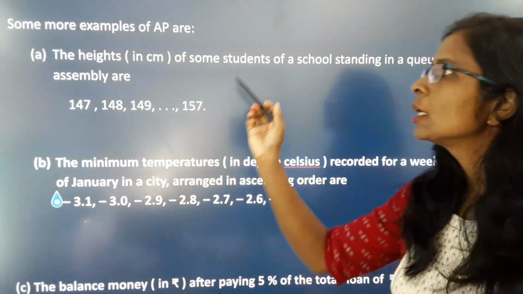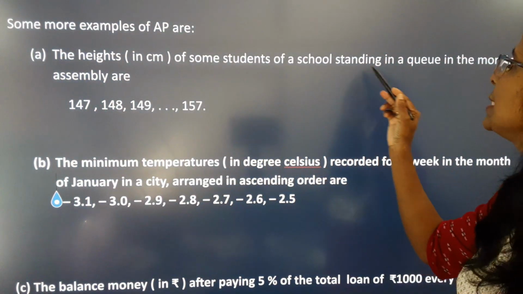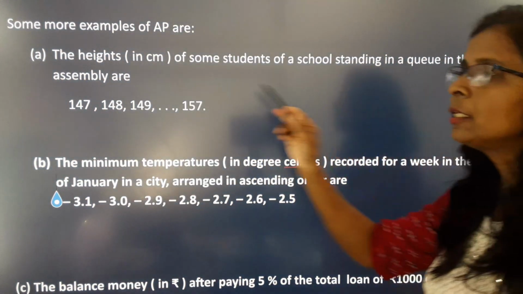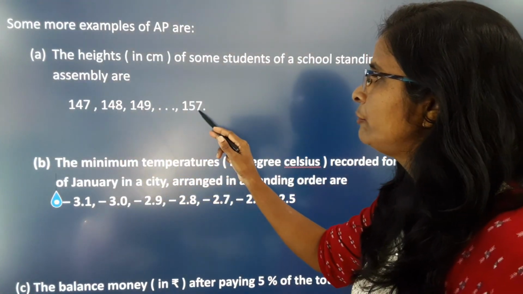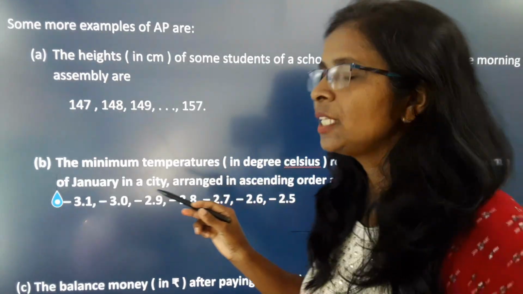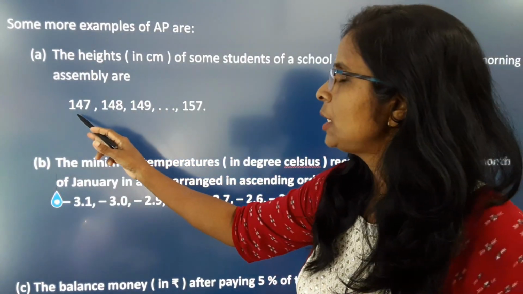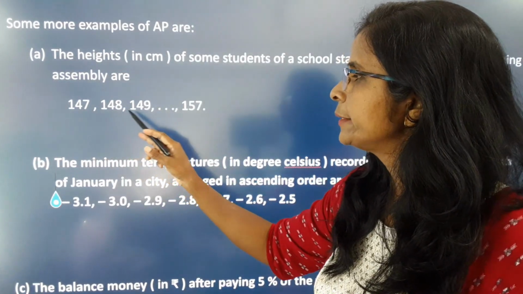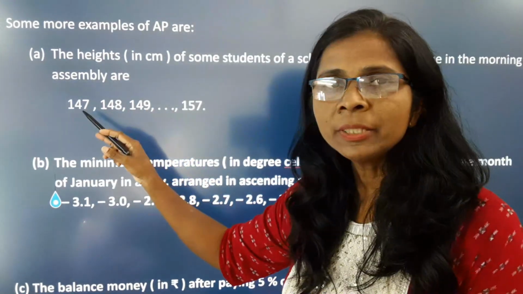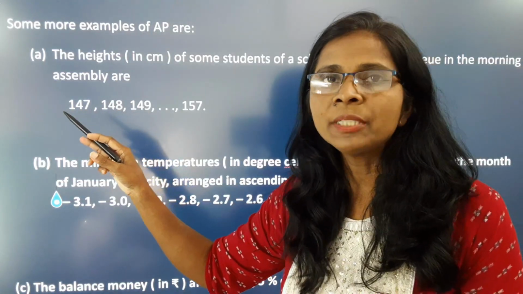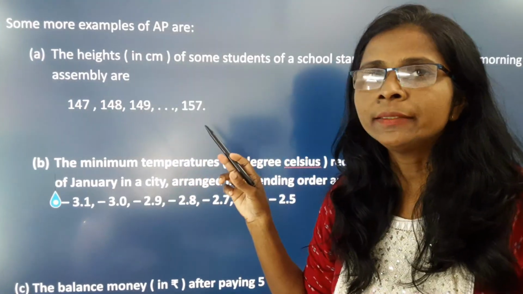Some more examples of AP are: first, the heights of some students of a school standing in a queue in the morning assembly are 147, 148, 149, 157. So here see, these are the number list. In this list, the first term is 147, the second term is 148, the third term is 149. How do we get the second term and the third term? By adding to the preceding number. Adding 1 to the preceding number, we get the successive number. So this way we get the AP.